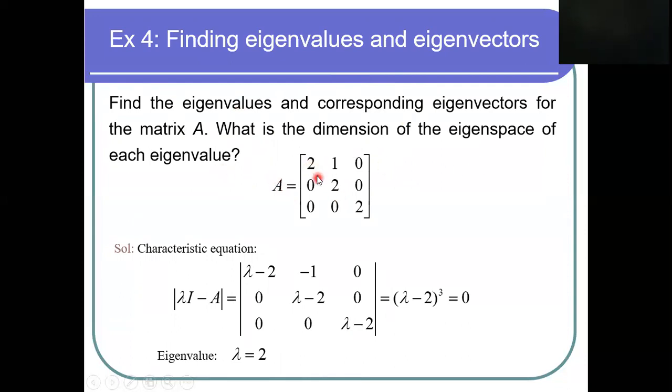So you have an upper triangular matrix. The characteristic equation is the determinant of lambda I minus A, where I here is the 3 by 3 identity matrix. In that case, you can take the determinant of this 3 by 3 expression. So we have an eigenvalue of multiplicity 3. We do not have distinct eigenvalues; we have a repeated eigenvalue, which is lambda equal to 2.